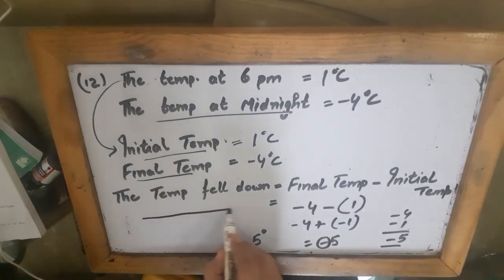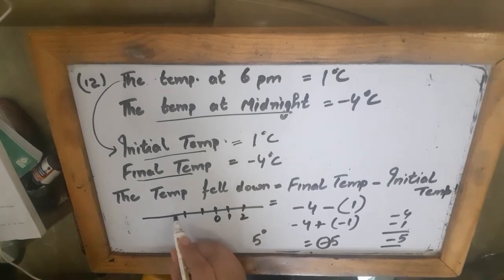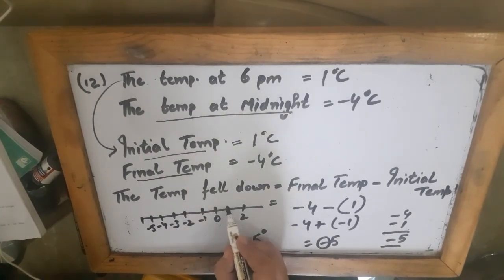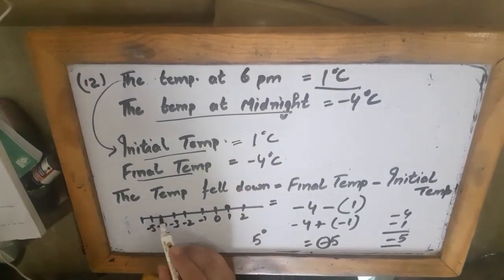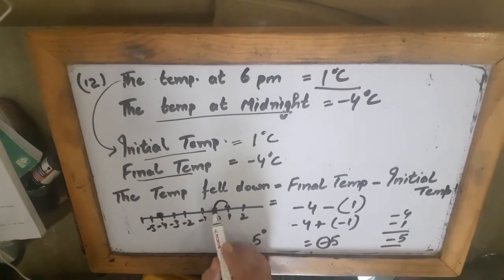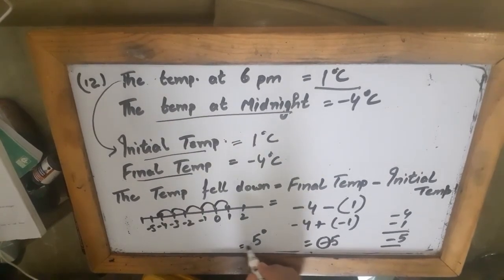Now if I show you this on a number line, so this is 0. On the right side you have positive numbers, while on the left side of 0 you have negative numbers. Now the temperature was 1 degree at 6 p.m. and it has gone to minus 4 degrees. So by how many degrees has it fallen? 1, 2, 3, 4 and 5 degrees. So by 5 degrees the temperature has fallen.